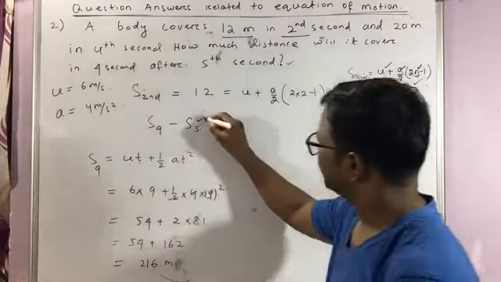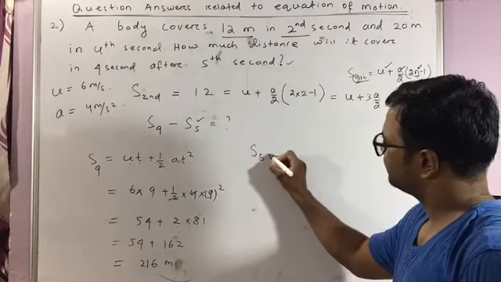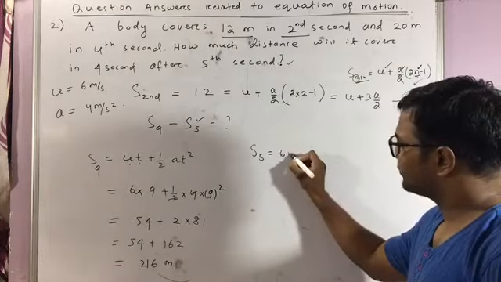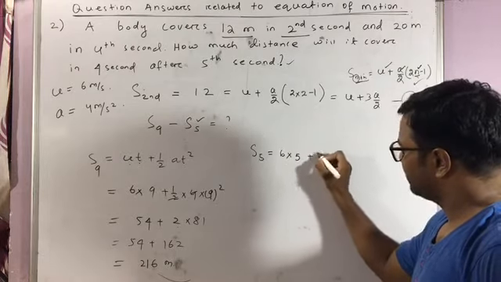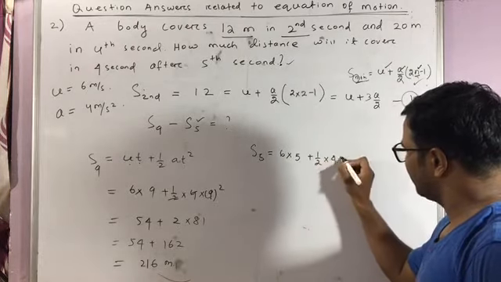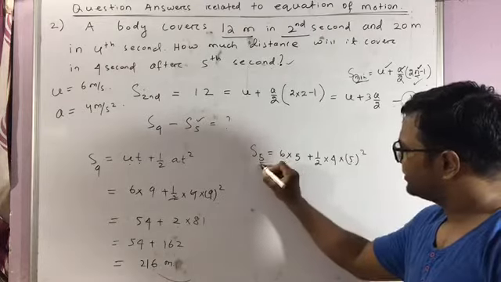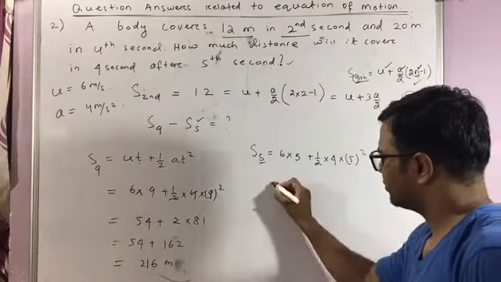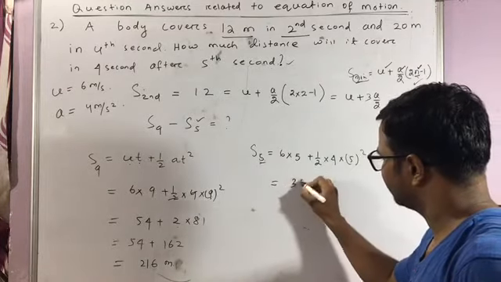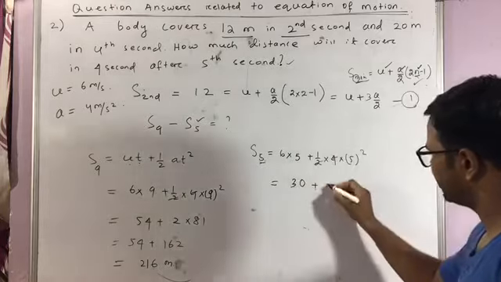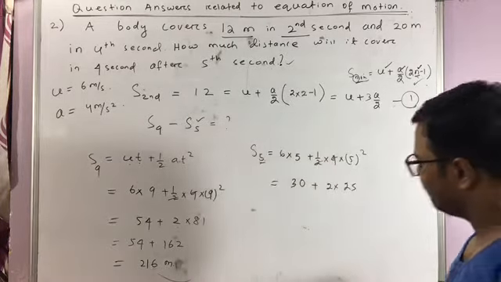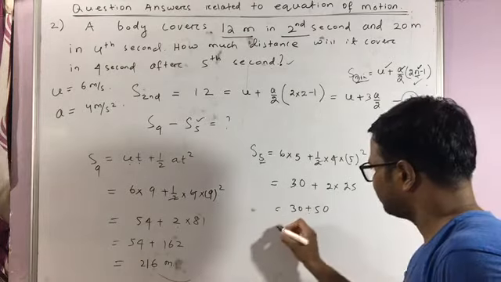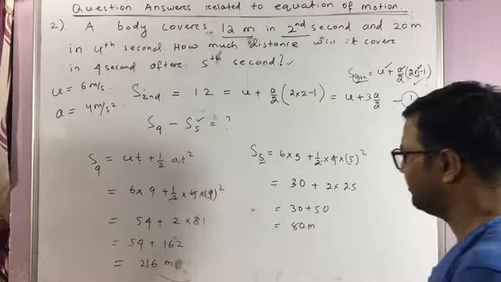Now we need to calculate S5. S5 similarly, ut plus half at square. So u is 6, t is 5, plus half into 4 into 5 square. Because in this second case, I am taking t equal to 5. So which is equal to 6 into 5, 30, again plus 2 into 25, that is 50. So 30 plus 50, which is 80 meter.